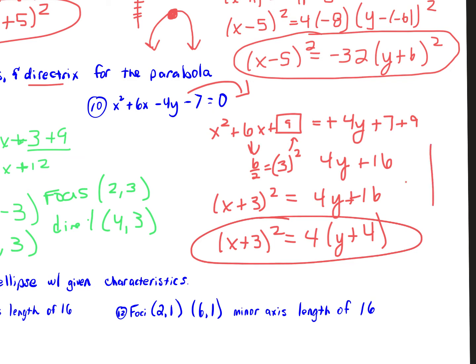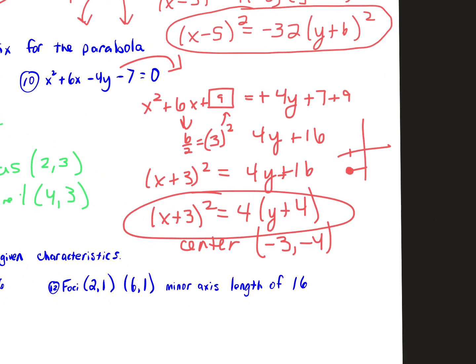X squared means it's going to be positive. Moves up. My center is going to be, guys, at -3, -4. So -3, -4 is going to be here-ish. And I need to figure out what the distance is from the directrix to my vertex and then the focus to the vertex. So I'm going to take this value. So 4p equals 4. Divide both sides by 4. And my p value is 1.